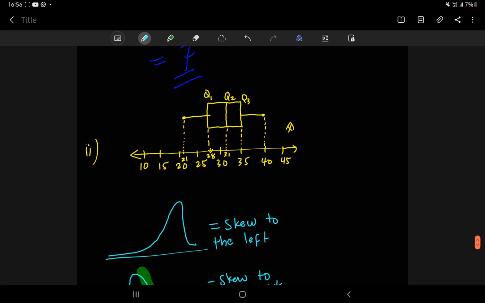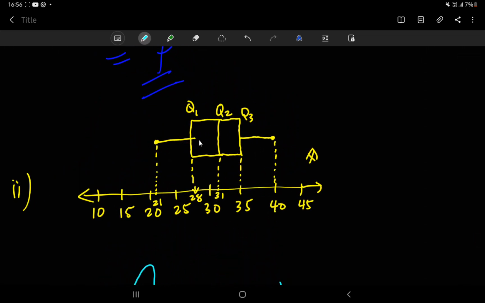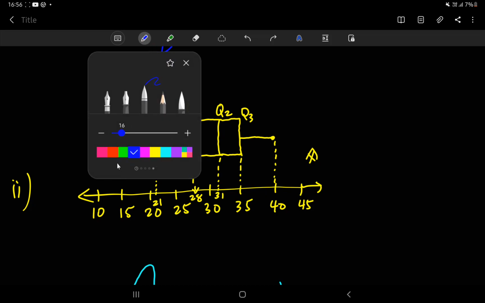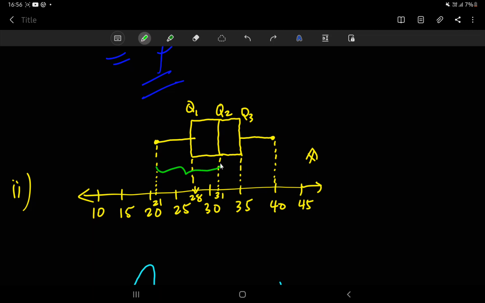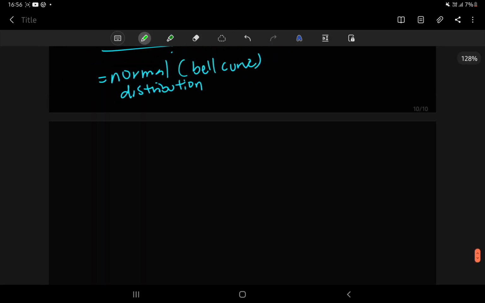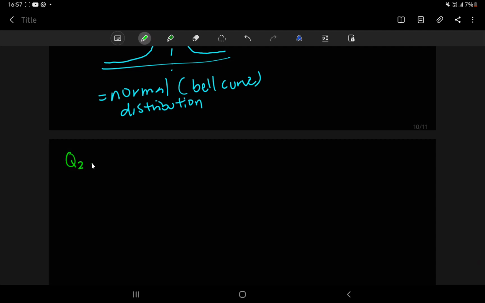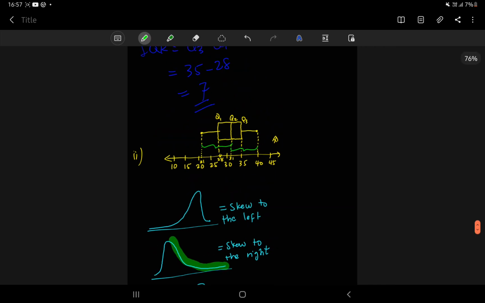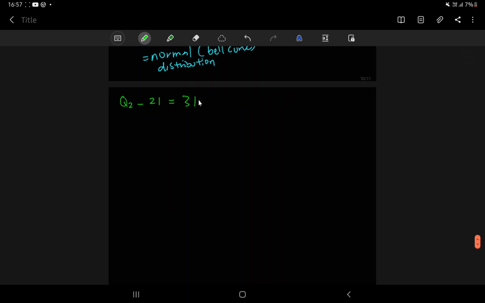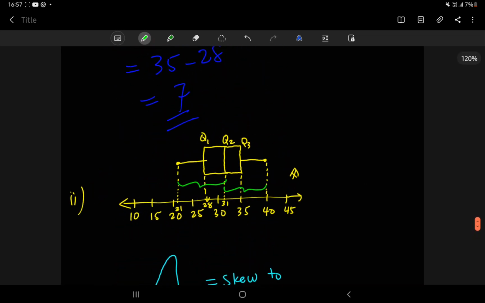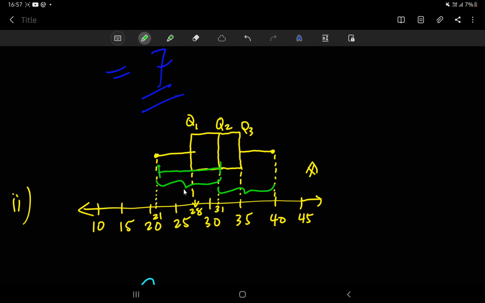So for our case, we want to find out: is it symmetrical, is the tail longer to the left, or longer to the right? For that purpose, we need to find the length from the median to the minimum, and also the length from the median to the maximum value, so that we can find the right tail. So let's check Q2 minus the minimum value on the left, which is 21. Q2 is the median, so the median is 31, right? 31 minus 21 is 10. So the length of the tail over here is 10.